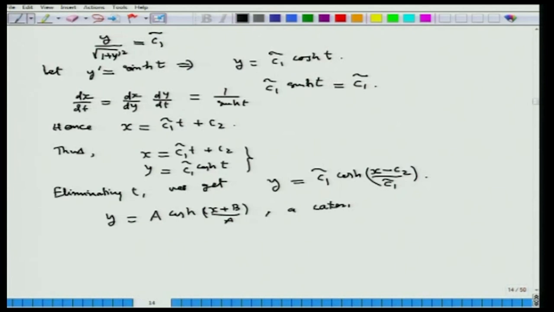Which is, and the surface, thus the surface of revolution is called catenoid. So, in this case the extremals are catenary here. Those are the curves which will minimize the surface area.